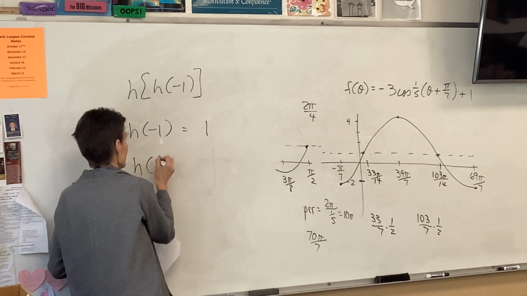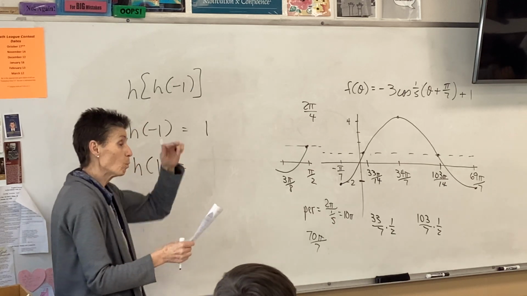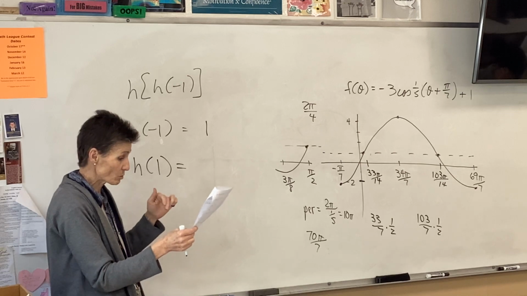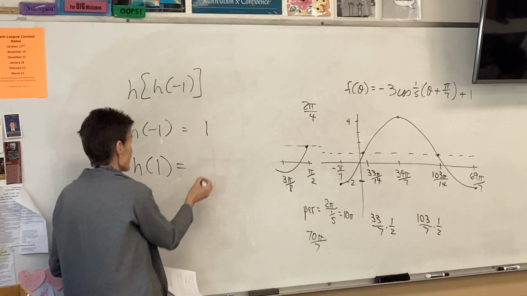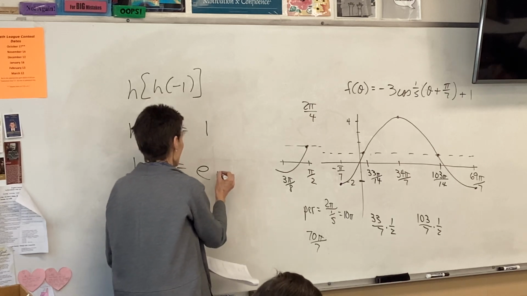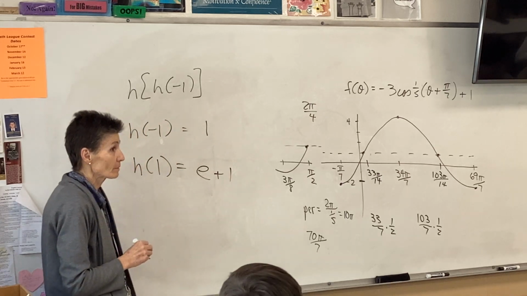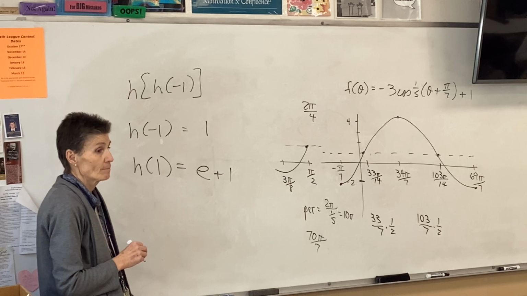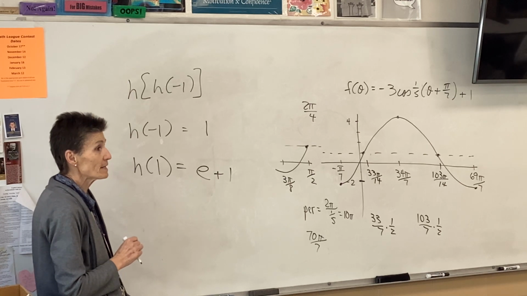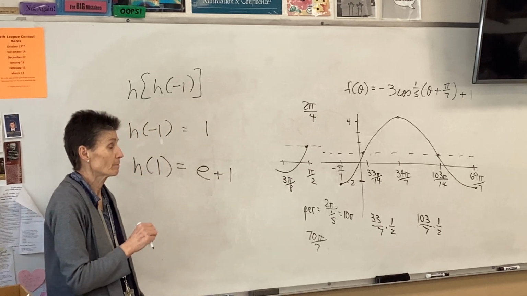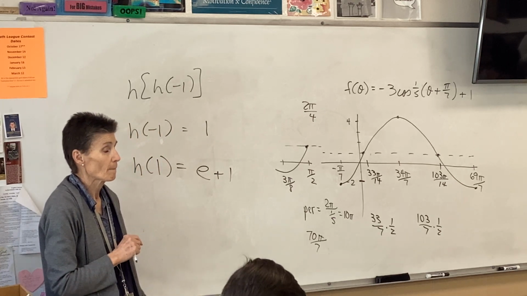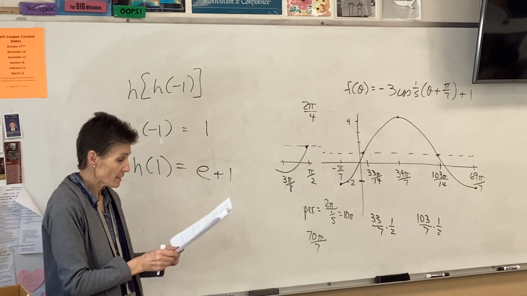Then you're gonna find h of 1. Well, which row of the function is 1 in the domain of? The middle one. So your answer is e to the first plus 1. Okay, so you've got to pay attention to what the domain is in that piecewise function, what x is. All right, anything else?